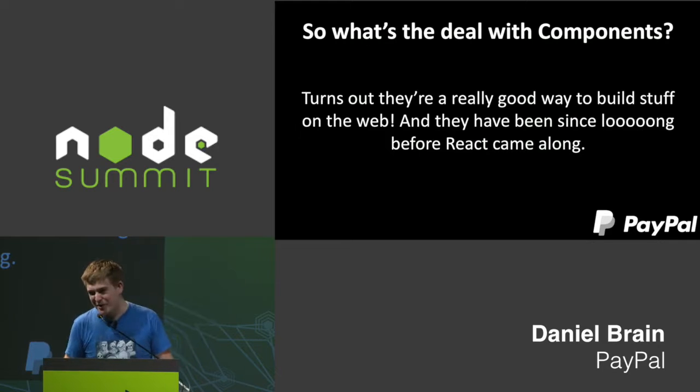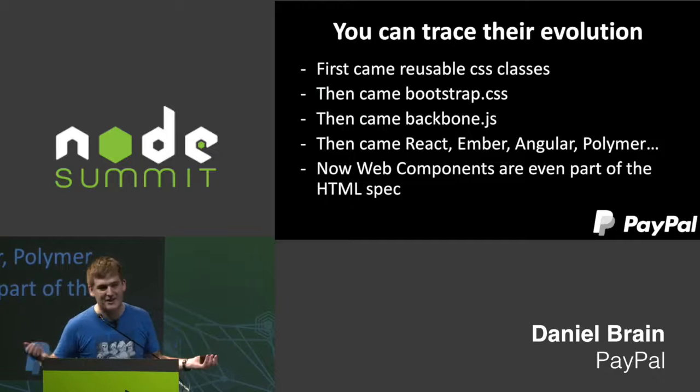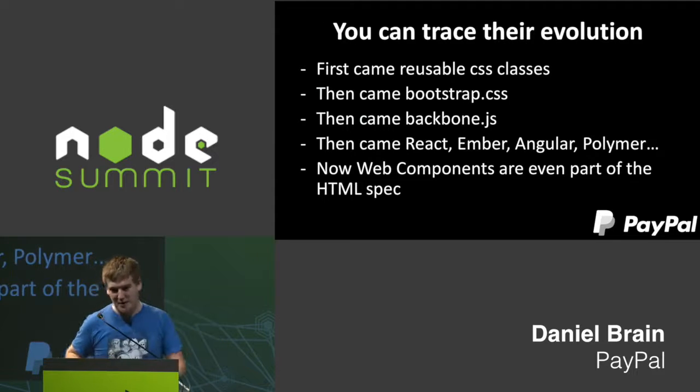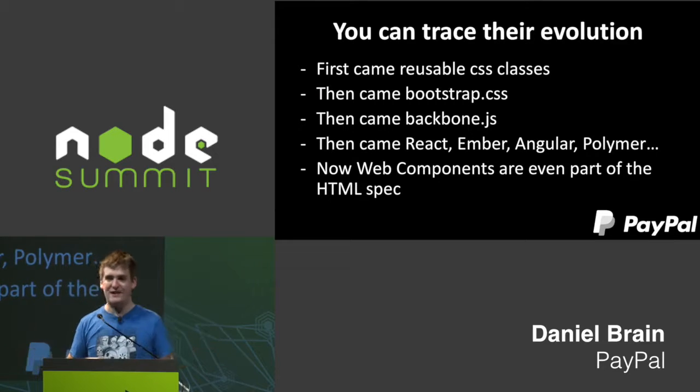So what's even the deal with components? If you've done any front-end development over the last 3 or 4 years, you'll know all about this. Turns out components are a really good way to build stuff on the web. This really is the latest and greatest. And actually, this has been the case since long before frameworks like React came along. You can trace the evolution of components back to when the first person wrote the first reusable CSS class. Back in the dark days when websites were a mishmash of HTML and global CSS, someone thought, oh, I'll write a reusable class, and now I have something resembling a little visual component that I can share and reuse, and other people can reuse too.